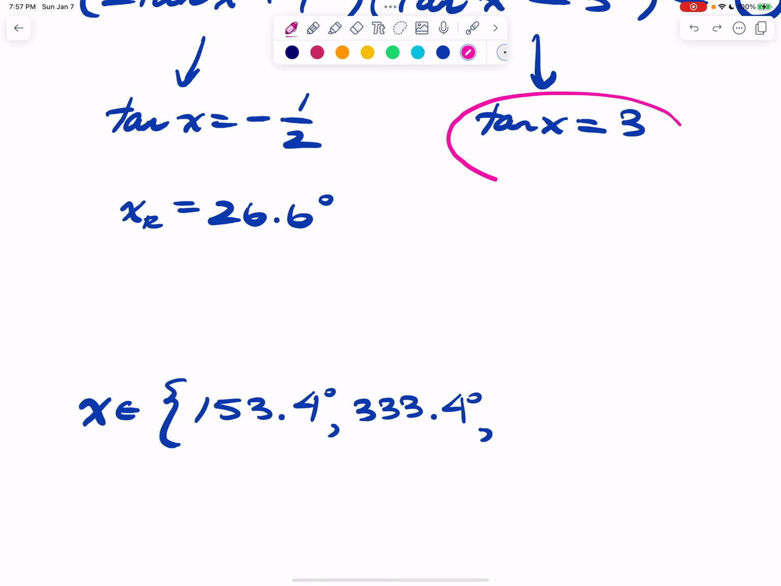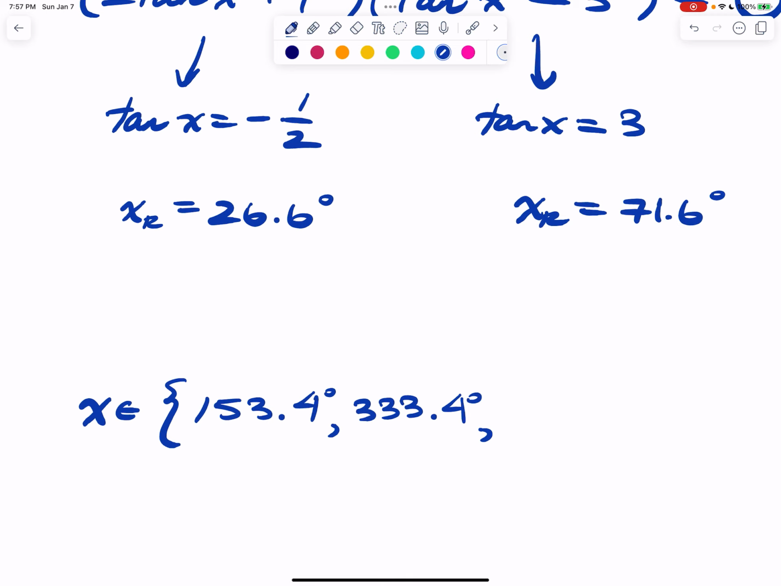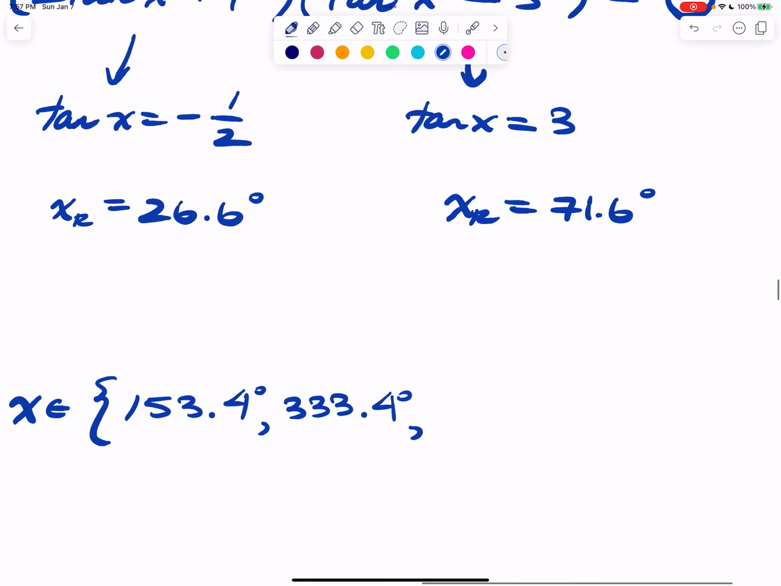So if tan x is equal to 3, the reference angle will be inverse tan of 3. That gets me 71.6 degrees. Since tan x is positive 3, we're dealing with quadrants 1 and 3 in that case. So quadrant 1 version of this reference angle is 71.6 degrees. And the quadrant 3 version is 251.6 degrees. And now that one's done.